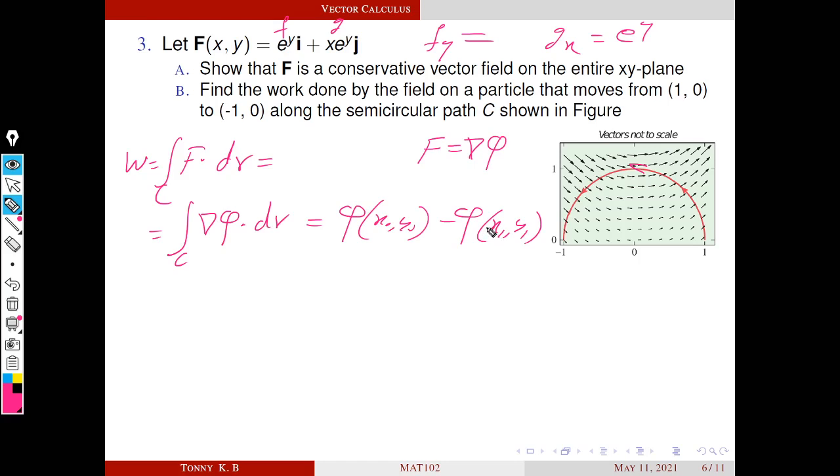So here our aim is to find this potential function, similar to the previous problem. That part is left with you. We can easily find phi, similar to the previous problem. Phi is x e raised to y plus some constant of integration. So this is our phi. Then you can easily find this work done.